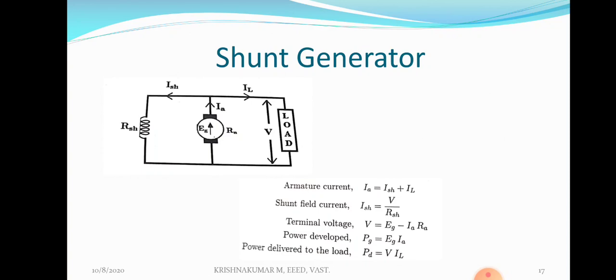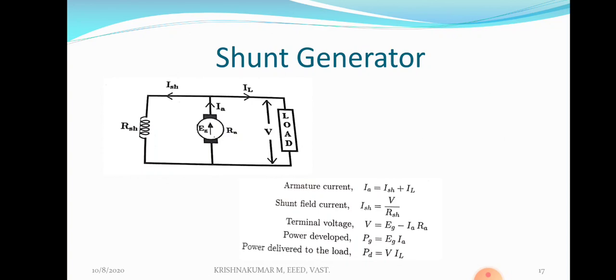Then what about terminal voltage? Terminal voltage, meaning the voltage available across the load, is equal to the generated EMF EG minus the armature voltage drop IARA. V is equal to EG minus IARA. What about power developed? Power developed PG is equal to EG into IA, the generated EMF in the armature into the current flowing through the armature. That is the developed power in the armature of a DC shunt generator.